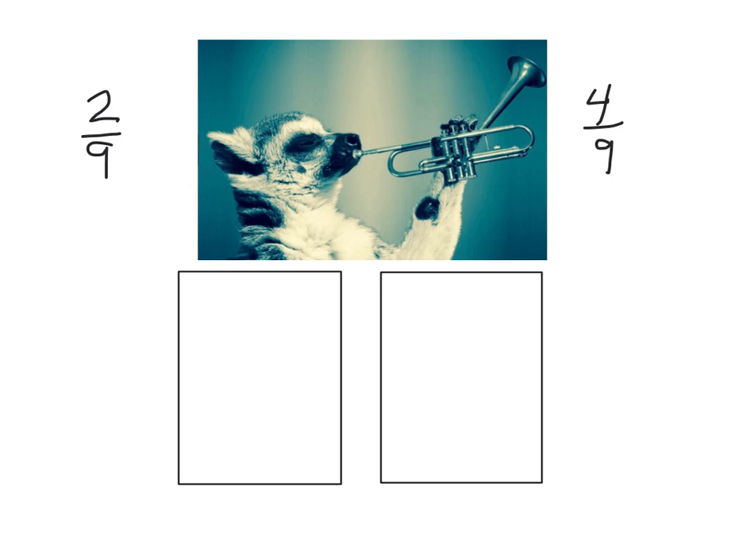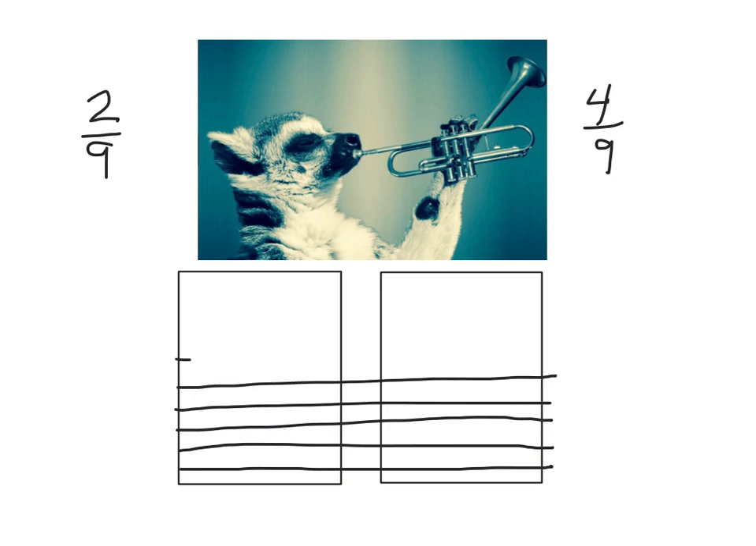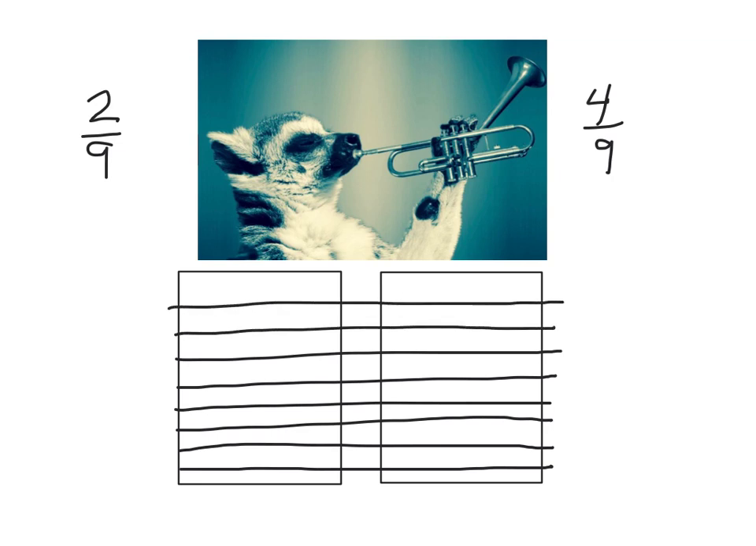So since there are 9 parts, I'm going to draw 8 lines. So I'm going to go 1 line all the way across, then 2, 3, 4, 5, 6, 7, and 8 lines. Now that's going to give me 9 parts. Let's double check. Here's 1 for both of these, then 2, then 3 for both of them, 4 for both of them, 5 for both of them, 6 for both of them, 7 for both of them, 8 for both of them, and sure enough, 9 parts.